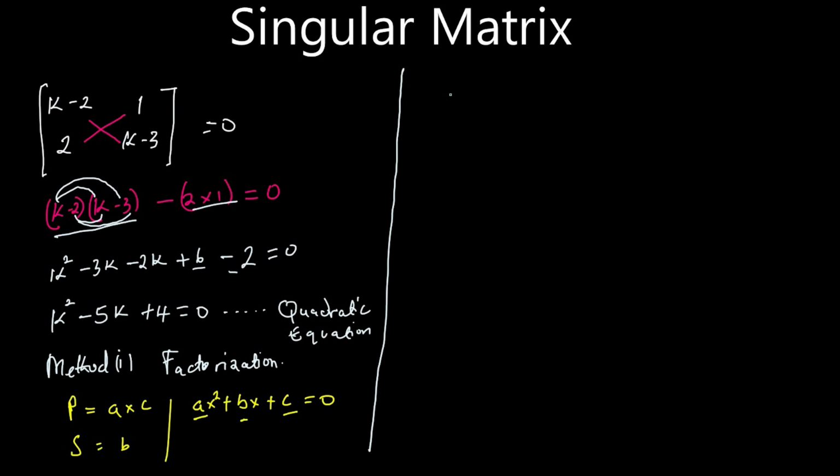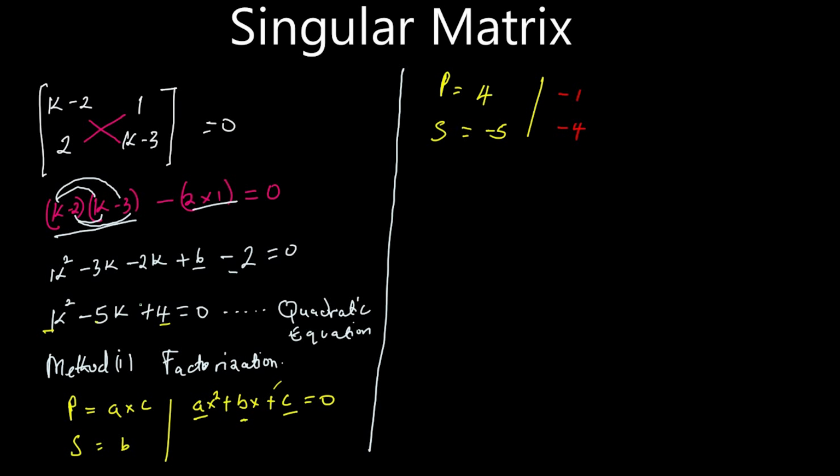and also whose sum will give us b. Comparing this with our question, the coefficient for a is 1 and for c is 4, so the product should give us 4, and the sum, the coefficient here for b, is minus 5. So we need two numbers whose product is 4 and sum is minus 5. The numbers here will be minus 1 and minus 4, so that minus 1 times minus 4 gives us plus 4, and minus 1 plus minus 4 gives us minus 5.